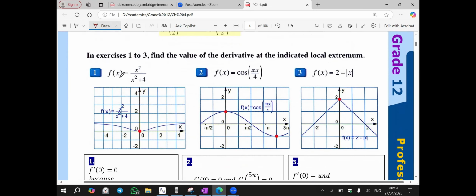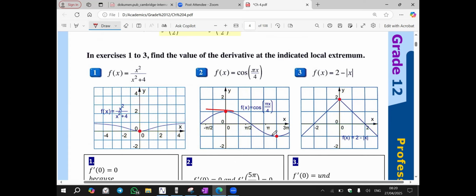Now we have three exercises. In exercises 1 to 3, find the value of the derivative at the indicated local extremum. So on the graph, since there is a sharp corner, f prime of 0 is undefined, and the sharp corner is at 0. We always look at the x value. The x value could be the critical value. And here, f prime of 0 is 0.